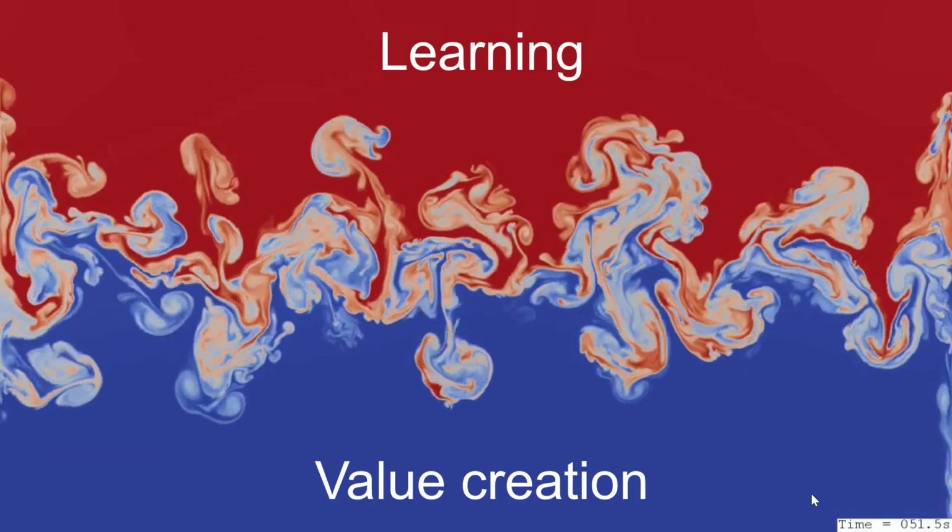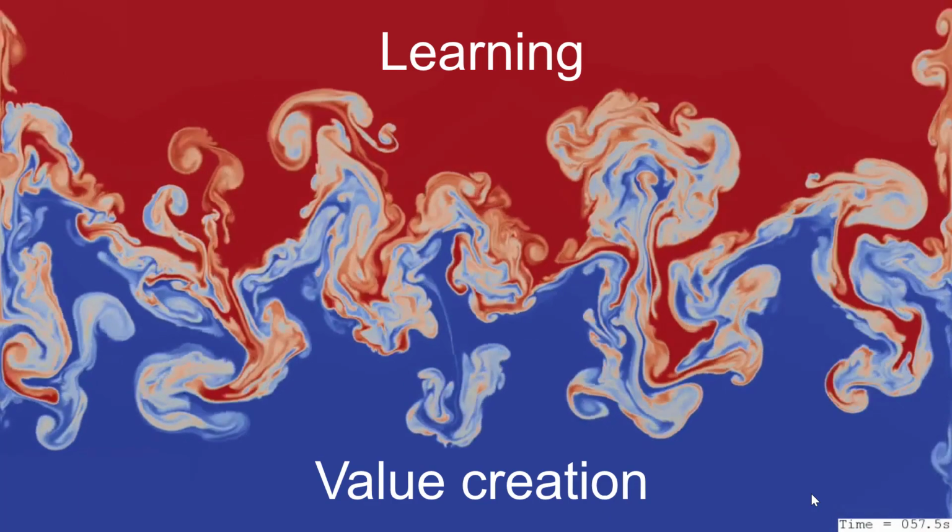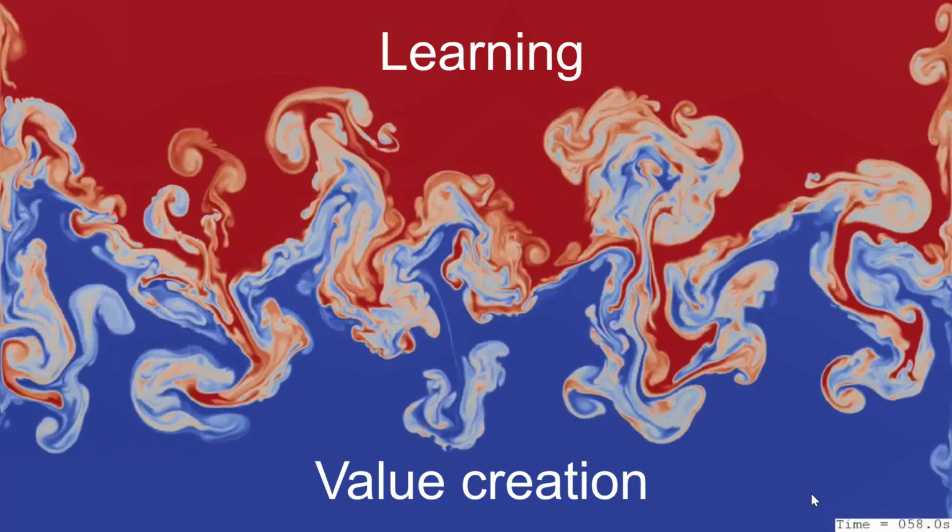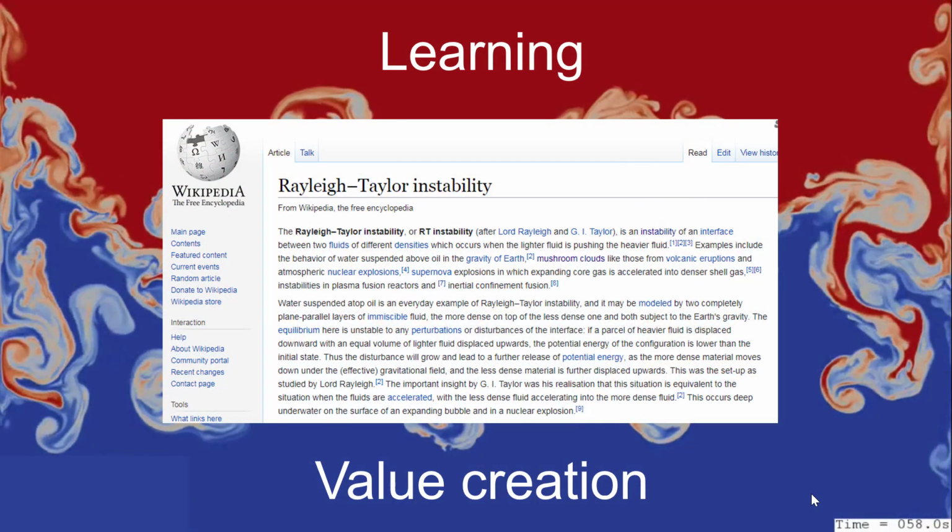Well, this is actually a Rayleigh-Taylor instability that you are watching now. It's from fluid dynamics. And what we can say about mixing learning and value creation is that instability is something that we absolutely can get, and that is absolutely a problem.